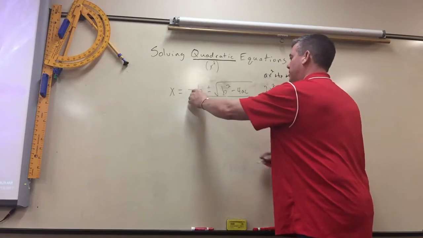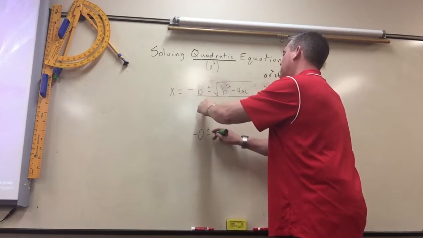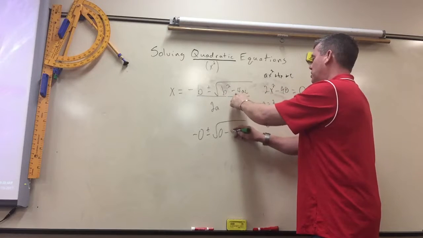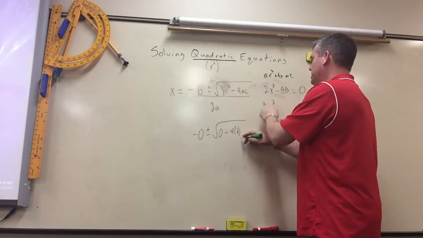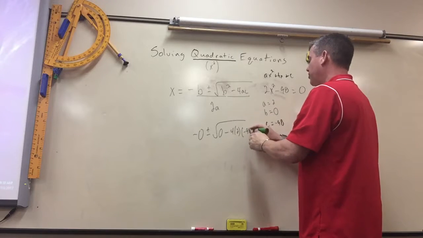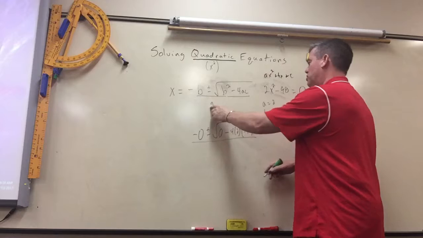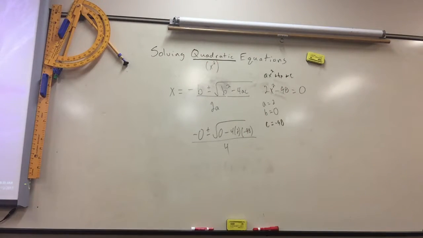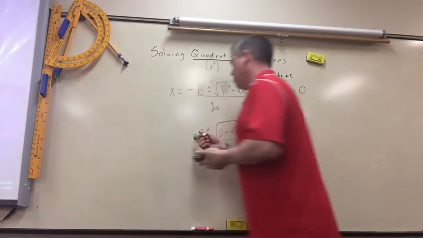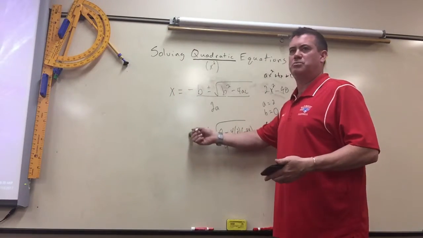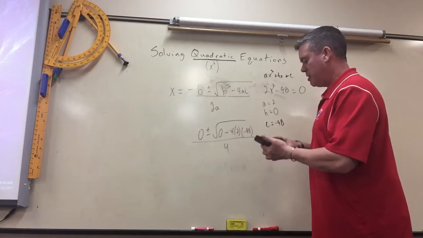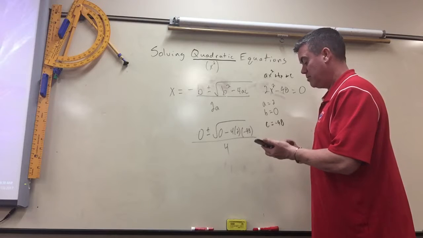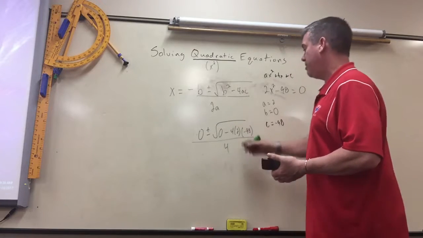So you plug these in. It'd be negative 0 plus or minus square root of 0 squared minus 4 times a times c, all divided by 2 times a, which is 4. So remember, 0, you wouldn't put the negative because 0 is both positive and negative. If you figured out this part, you get 784.